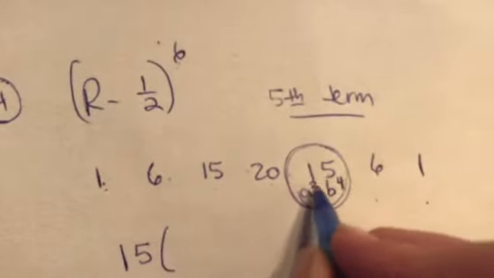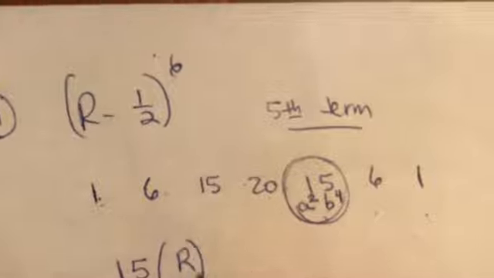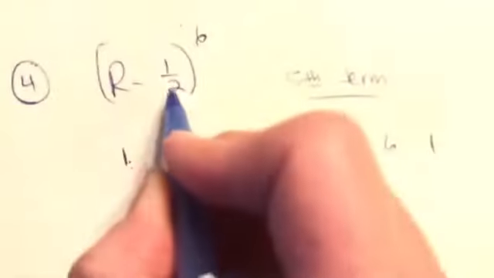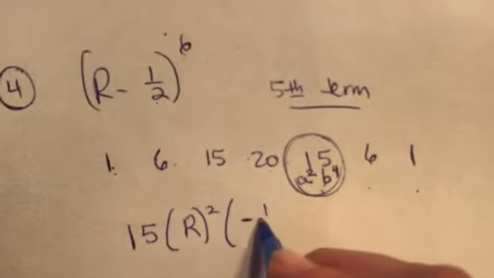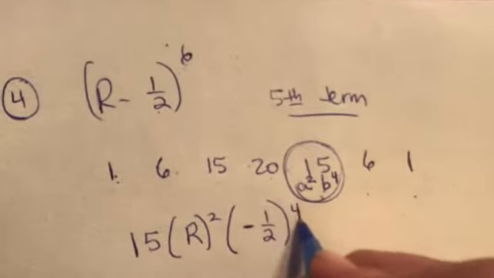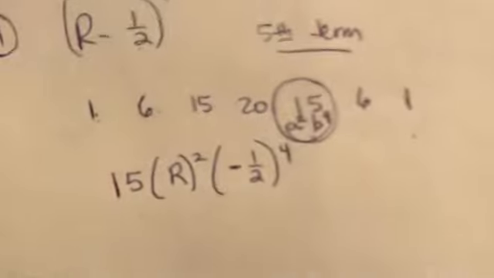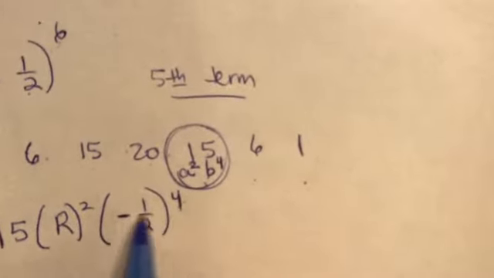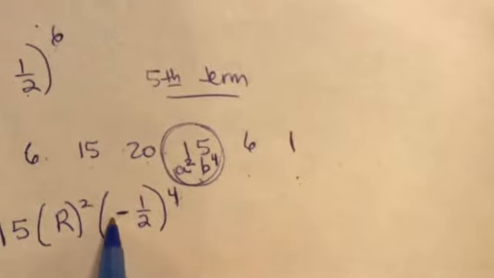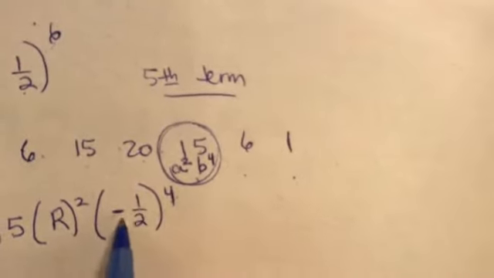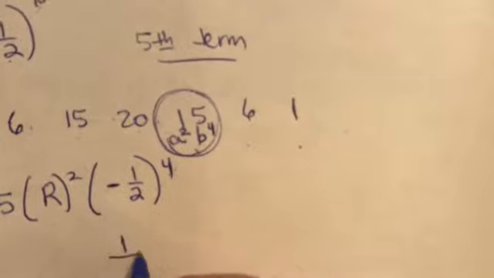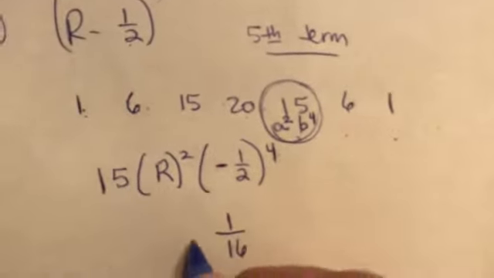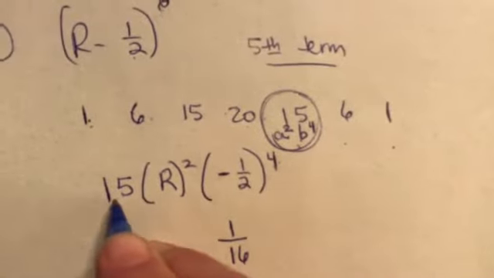Take your first term and square it. So my first term is an r. I'm going to square it. And this says take my second term, which is not 1/2. It's negative 1/2 to the 4th. Okay? Now, you guys have calculators, so don't make this a big deal. But this is to the 4th power, so I'm going to lose my negative. So this is going to be a positive. 2 times 2 is 4, times 2 is 8, times 2 is 16. So 1/16. And then take 1/16 times 15.